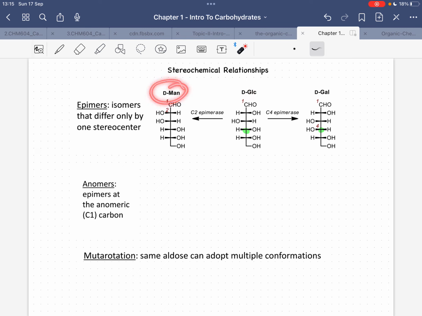Mannose, on the other hand, is a C2 epimer of glucose because the chirality is different at carbon number 2. Okay? In glucose, it is on the right, whereas in mannose, it is on the left. And the rest are the same. Anomers you can only identify if the sugar is in cyclic form.